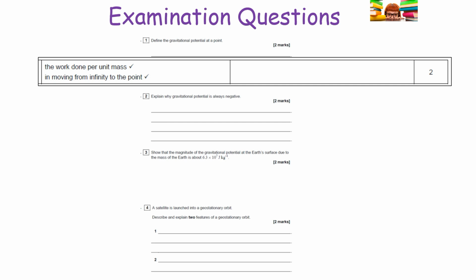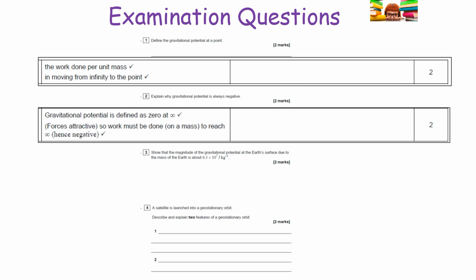Now, another bit of the gravitational field which always comes up on exams is explaining why potential is always negative, and that's due to the fact that gravity is an attractive force. So we define that at infinity, outside the field, the potential is 0. Now, if you are putting work in to get an object out of the field to infinity, well, therefore the value must start as a negative number.